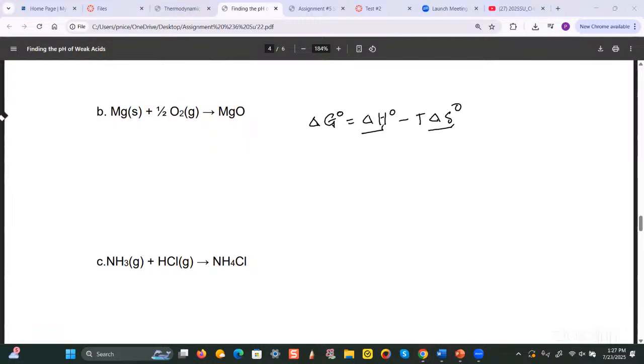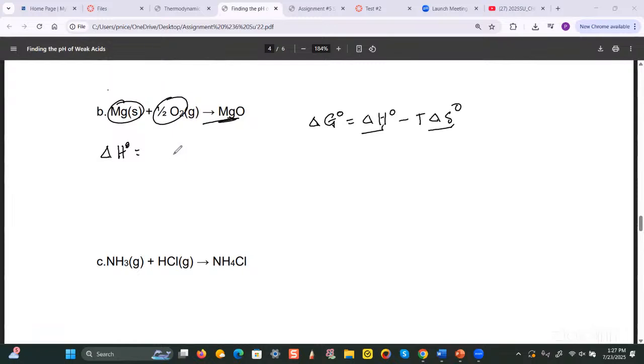All right, so what we need to do first is find out what delta H standard is for this reaction. So we have to consult the tables and look up the enthalpy of formation of all of these. But again, magnesium is by itself as an element, oxygen is by itself as an element, so those would have a value of 0 when it comes to the enthalpy of formation. So the only thing we need to look up is for magnesium oxide.